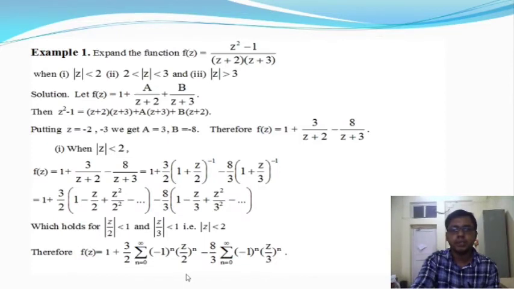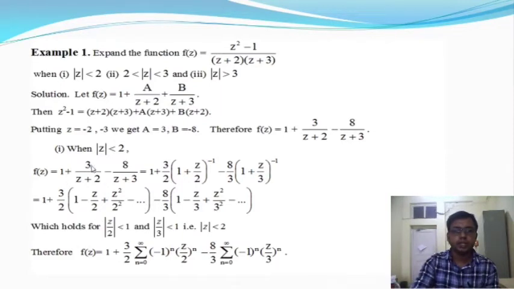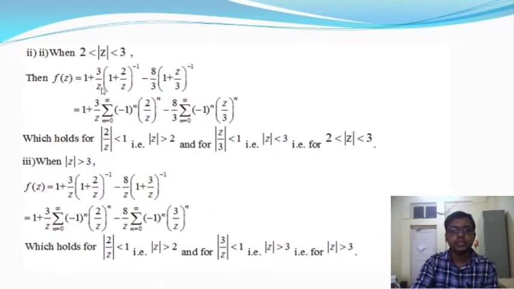So when the function is defined in the region 2 less than modulus of z less than 3, that is the annular region bounded by C1 and C2, where C1 is the circle whose radius is 2 and C2 the circle whose radius is 3, and these two circles are concentric circles. That means this region is the annular region between the circles C1 and C2. So from the given function, f of z is equal to 1 plus 3 by z plus 2 minus 8 by z plus 3, in this region, what will be the Laurent series?